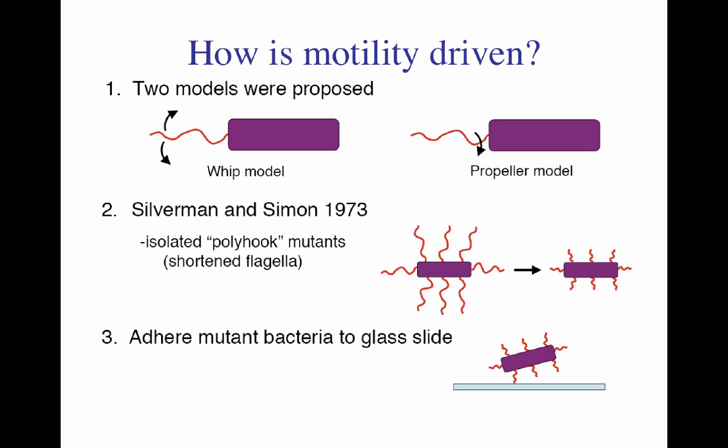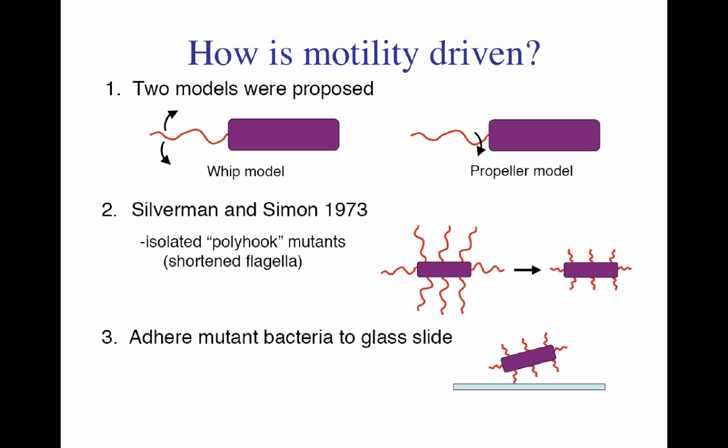So two scientists, Silverman and Simon, in 1973, found a microorganism mutant called polyhook, and that polyhook, instead of having the long flagella of E. coli, had very tiny stubby flagella. They had a defect in the way that the flagella were made, and therefore they're very, very small. So what they did was that they were able to adhere the bacteria to a glass slide, and the bacteria were fluorescently labeled, and they decided to see how the bacteria would move.